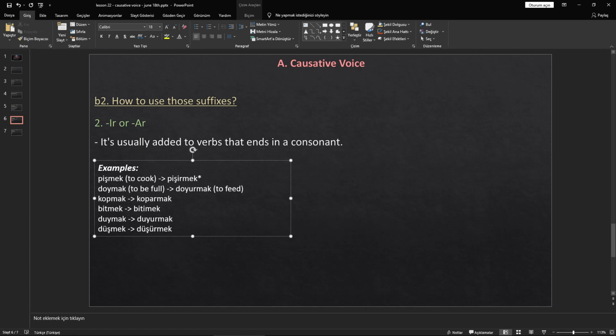Kopmak. Okay, kopmak means to break off, like the string, the rope breaks off. And when you say koparmak, you are the one doing it. You break it off.